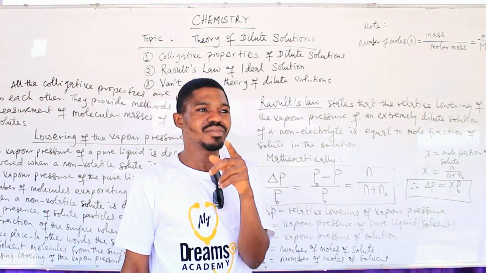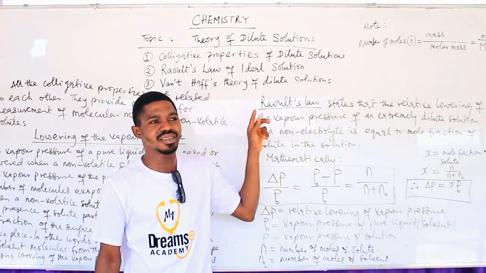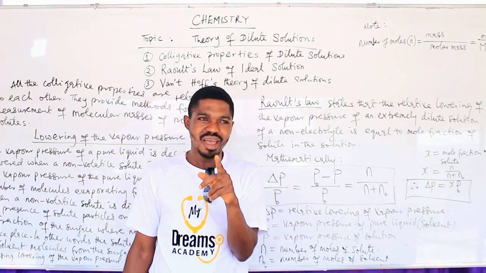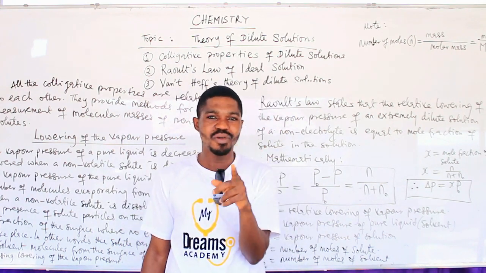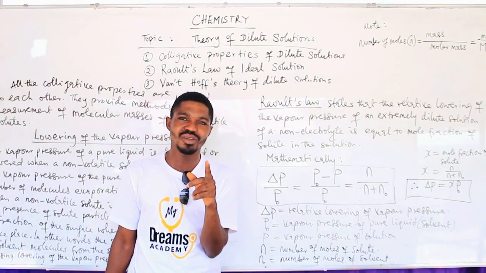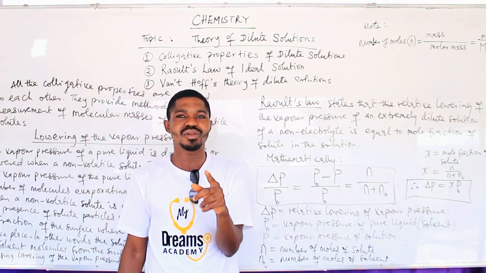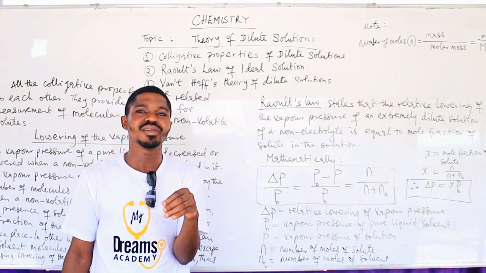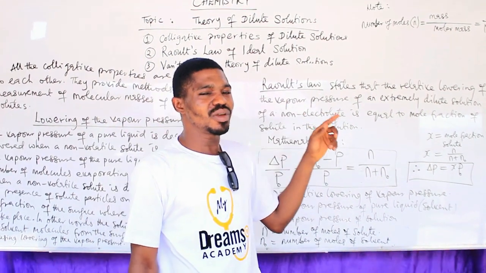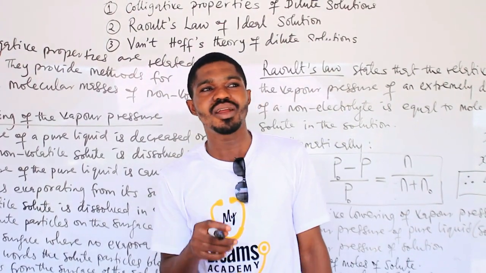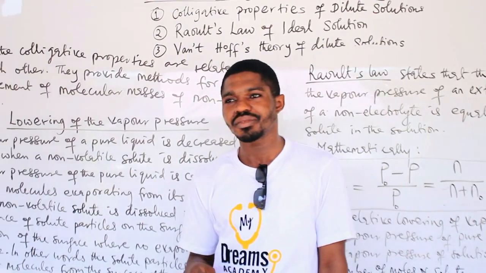But before that, one thing you must know very well in class is that all the colligative properties are related to each other. Also, they provide methods that will be used to measure molar mass. So they are very, very essential. Now, let's pick the first one, which is lowering of the vapor pressure.